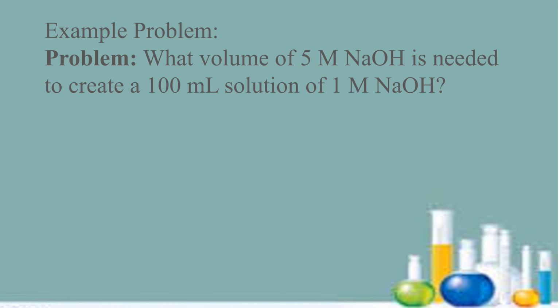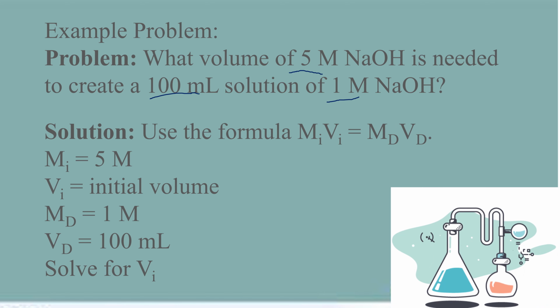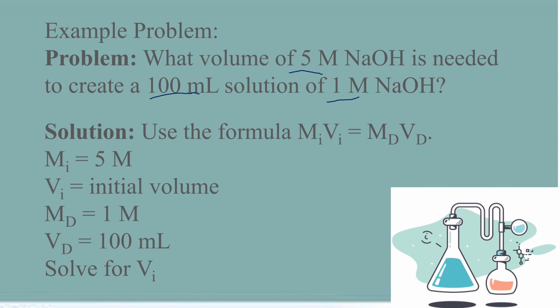So here's an example problem. What's the volume of 5 molar sodium hydroxide needed to create a 100 milliliter solution of 1 molar sodium hydroxide? We're going to use this formula: the initial molarity and volume is equal to the final molarity and volume. It's best to list these values that are given in the problem. You may want to go through and highlight or underline the given. In this problem, we're trying to calculate the initial volume, so we're solving for V1.